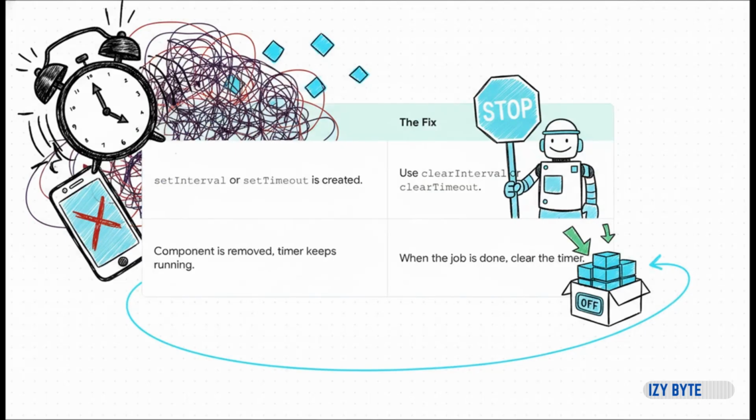But here's the trap. If you set a repeating alarm, a setInterval, inside a component, and then the user navigates away from that page, that alarm can just keep on ringing in the background forever. It's just sitting there, holding on to memory. This is why you have to be explicit. When that timer's job is done, or the component goes away, you need to tell JavaScript to turn it off, using clearInterval or clearTimeout.